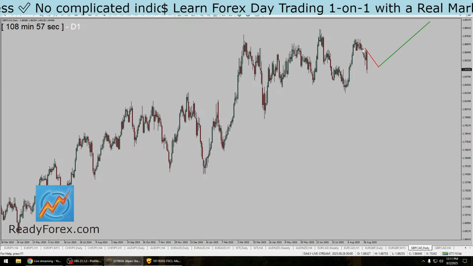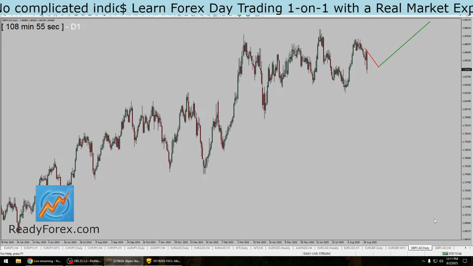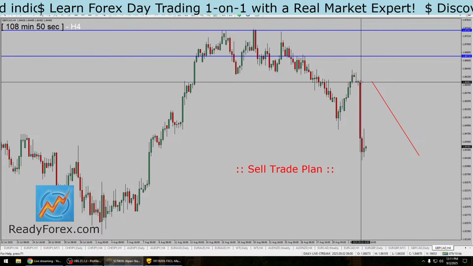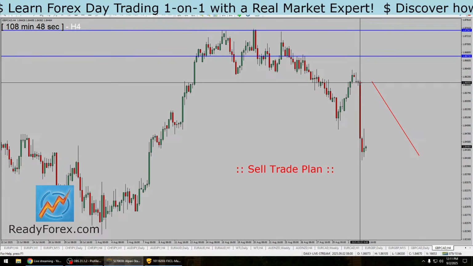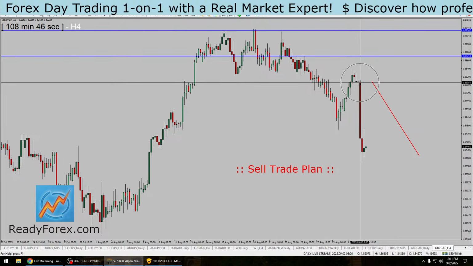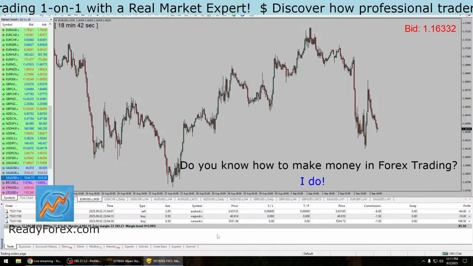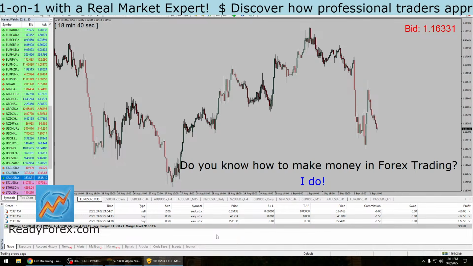Next one is the GBPCAD. I was expecting a drop in GBPCAD. I think the move is over in GBPCAD. So there was a sell trade plan over here. Hopefully you guys managed to make some money out of it. Let me go back to the trading terminal and see how many pips the market is trying to give me.